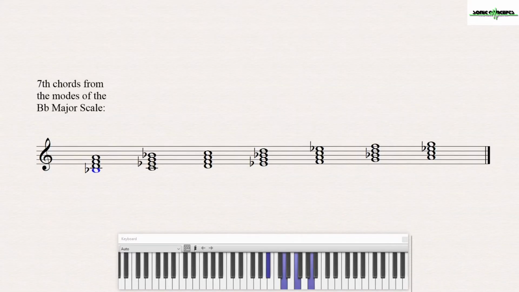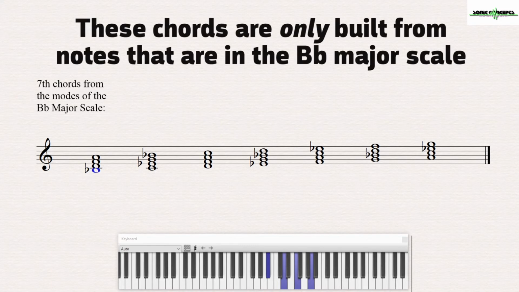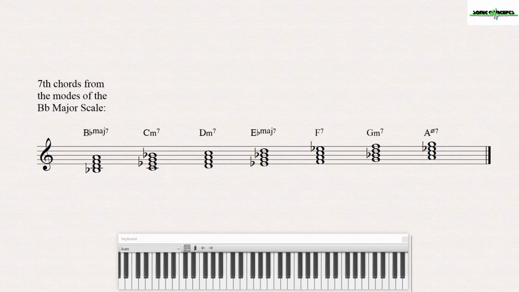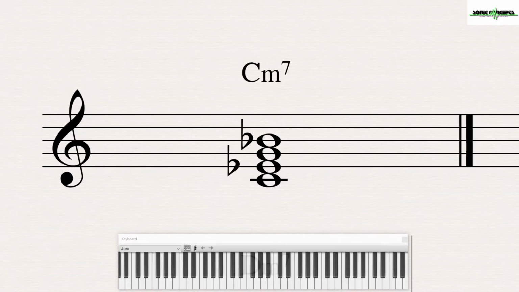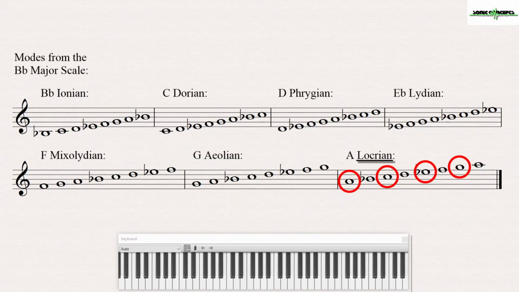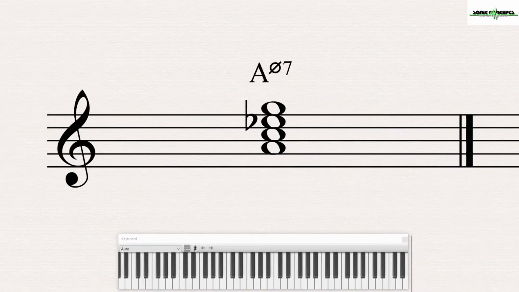Now let's look at all the chords we have just created. Notice these chords are only built from notes that are in the B-flat major scale, and here are the chord symbols. Each of these chords represents the stacked thirds taken from a mode located on a specific scale degree. For example, the stacked thirds taken from the Dorian mode, which starts on the second scale degree of the parent major scale, create a minor 7th chord, while stacked thirds taken from the Locrian mode, which starts on the 7th scale degree of the parent major scale, create a half diminished 7th chord.